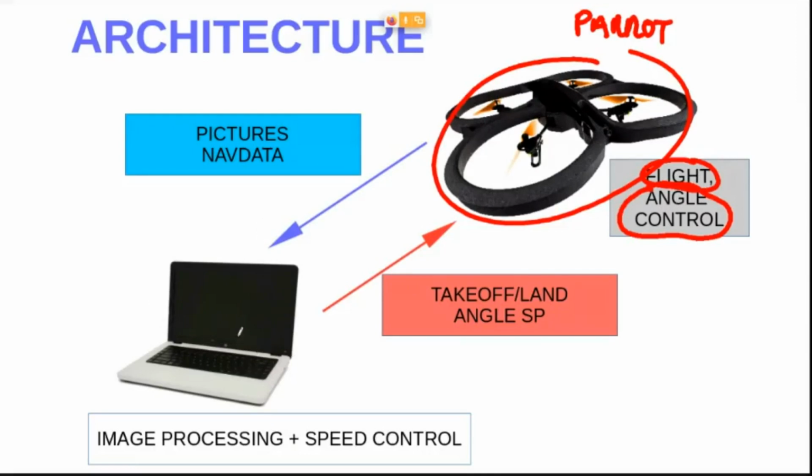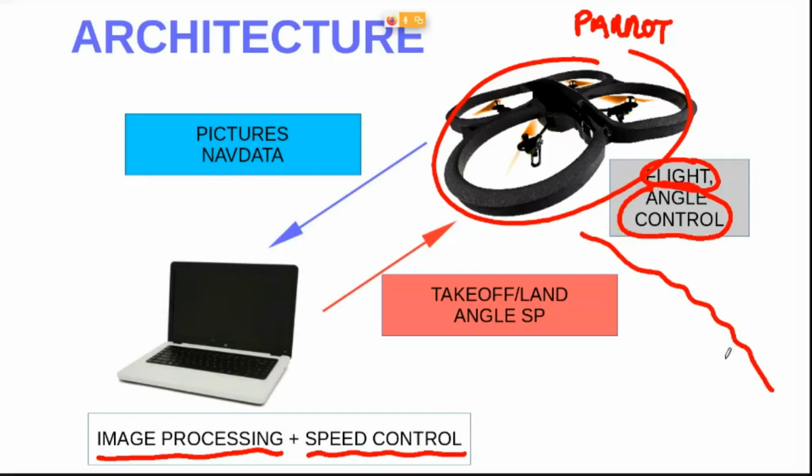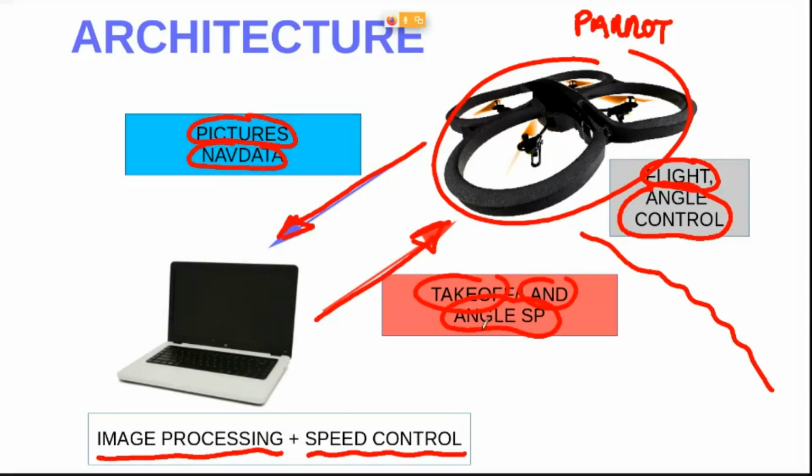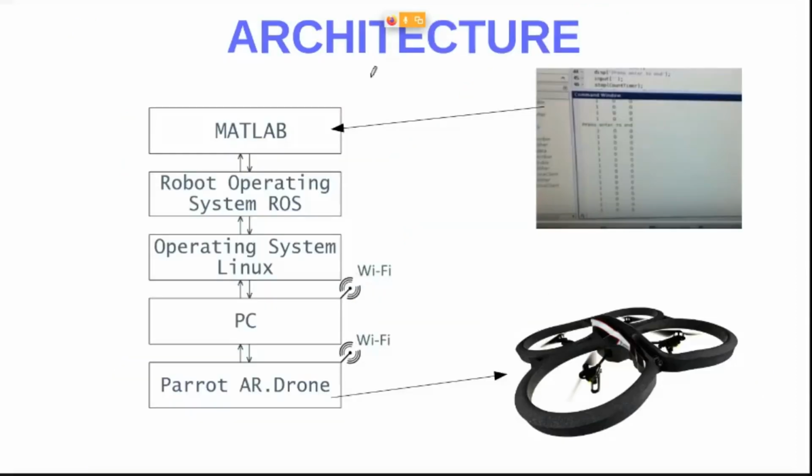Here, at the bottom of the figure, we have a computer. This computer will do the image processing, as I told you, and the speed control, depending on the relative position between the aircraft and the line to be followed. So for this objective, the aircraft sends pictures and navigation data to the computer, and the computer tells the aircraft what to do: take off, land, and the set points for this angle. Okay? The architecture means the following.